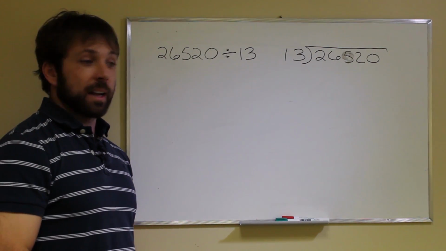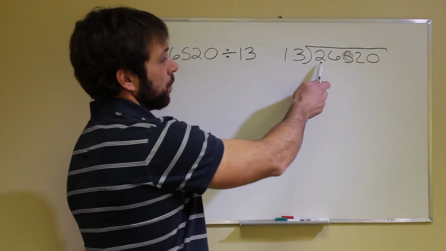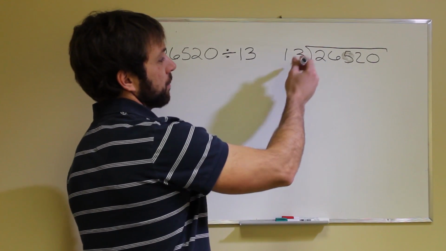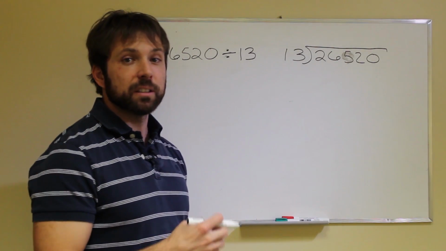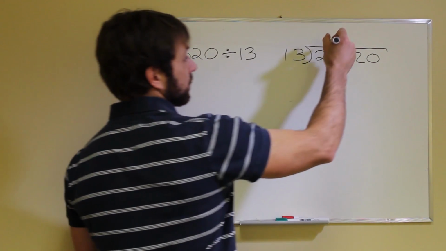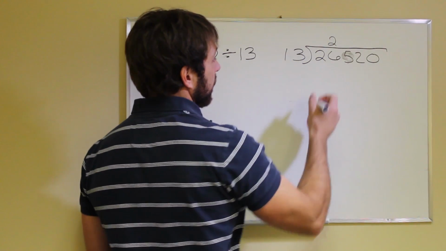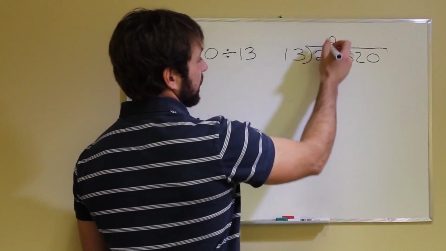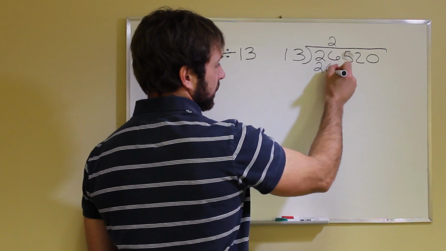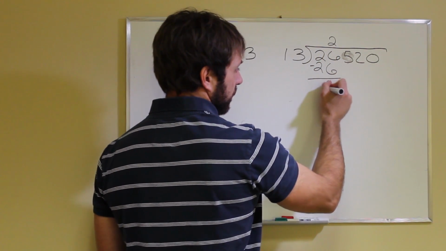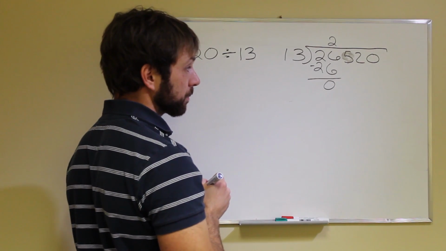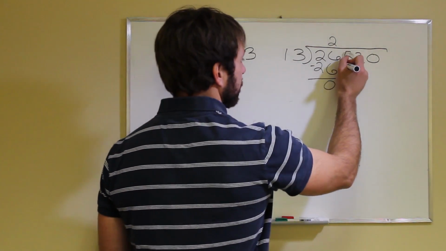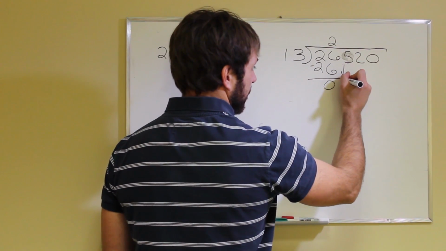So the first thing I'm going to ask is if 13 will go into 2, which of course it doesn't. So then I need to ask how many times 13 goes into 26. In this case, it goes in twice. In fact, 13 goes into 26 2 times evenly. So 13 times 2 is 26, and when I subtract these, I get 0. We know that 13 is not going to go into 0, which is great. It's not supposed to. So I bring down the next 5.